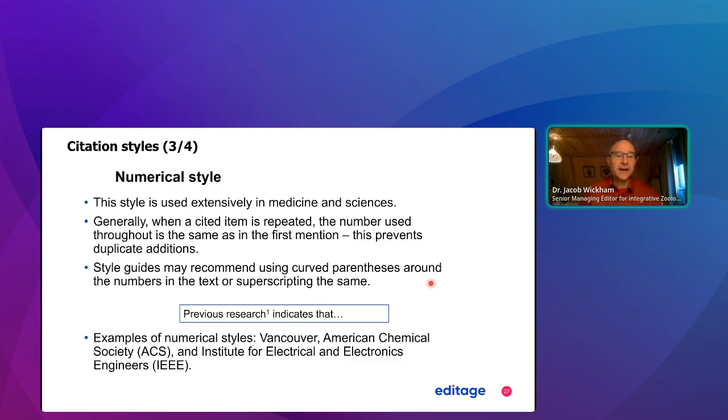This is the numerical style, also called the Vancouver style, the American Chemical Society. It can be a superscript or parentheses or brackets, but in any case, you cite according to the appearance in the paper, and then it organizes in the references section without alphabetizing the references. So basically, the same number is repeated, the same as the first mention. This prevents duplicate additions.